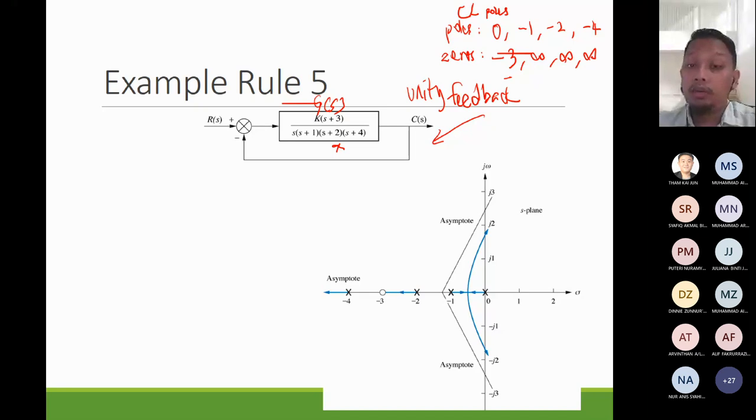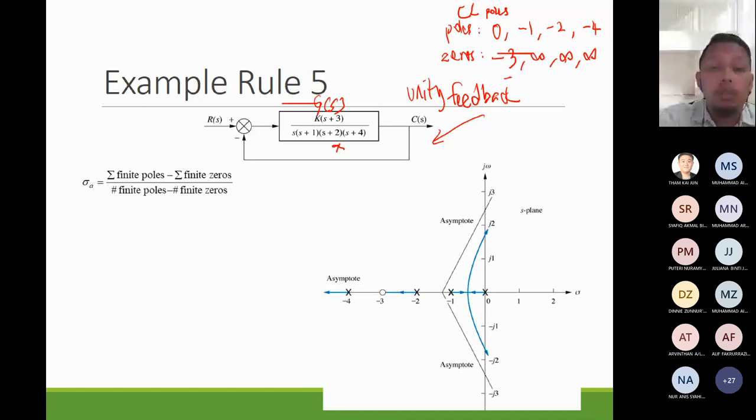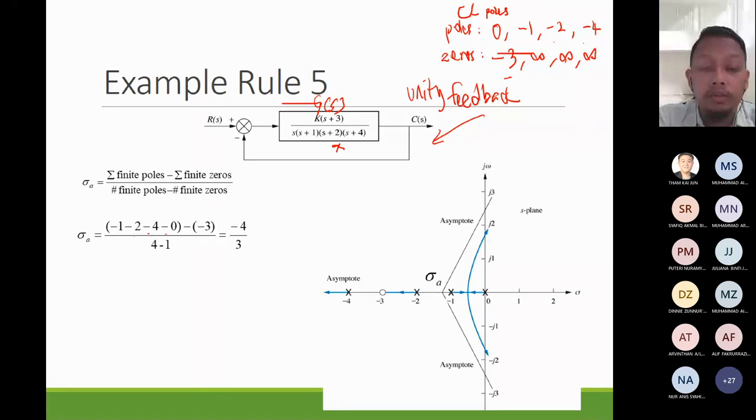Now let's look at how to determine the asymptote. We know now that there are four poles and one zero, so we can determine the real axis intercept of the asymptote. The formula is the sum of finite poles minus the sum of finite zeros, divided by the number of poles minus the number of zeros. Here we have 0, minus 1, minus 2, and minus 4. You just add up all of them: 0 minus 1 minus 2 minus 4. And then minus the sum of zeros.